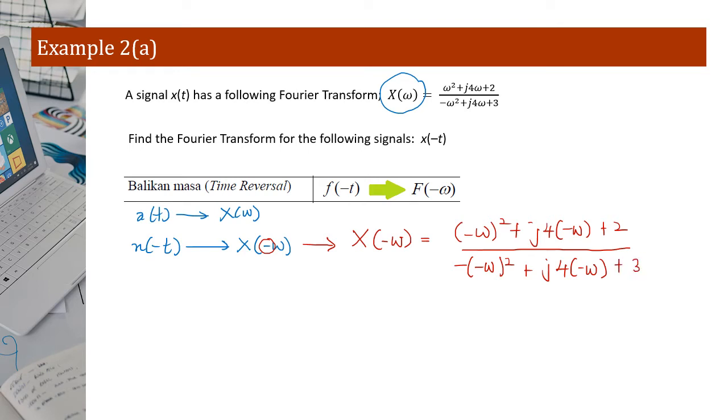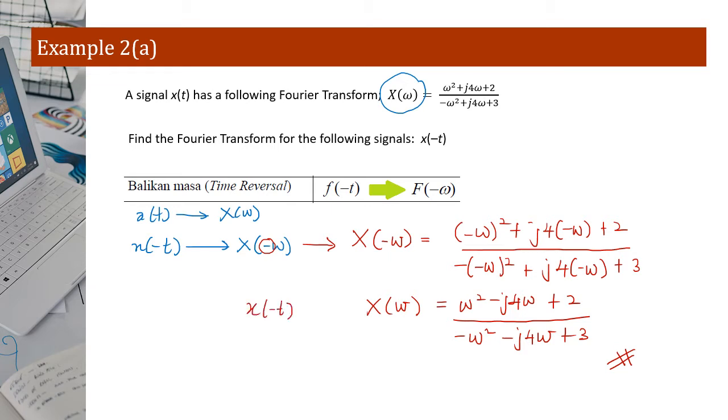Now you can simplify the equation. X(minus omega) equals omega squared minus j4 omega plus 2, divided by negative omega squared minus j4 omega plus 3. So this is the Fourier transform for x(minus t).